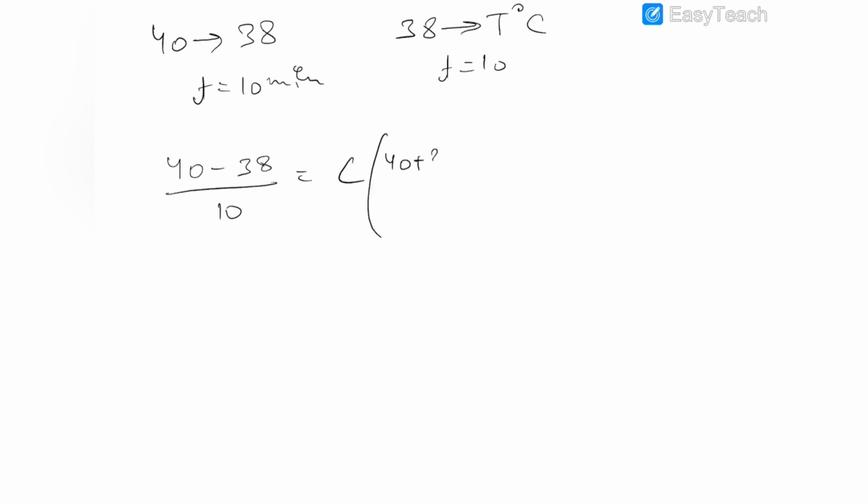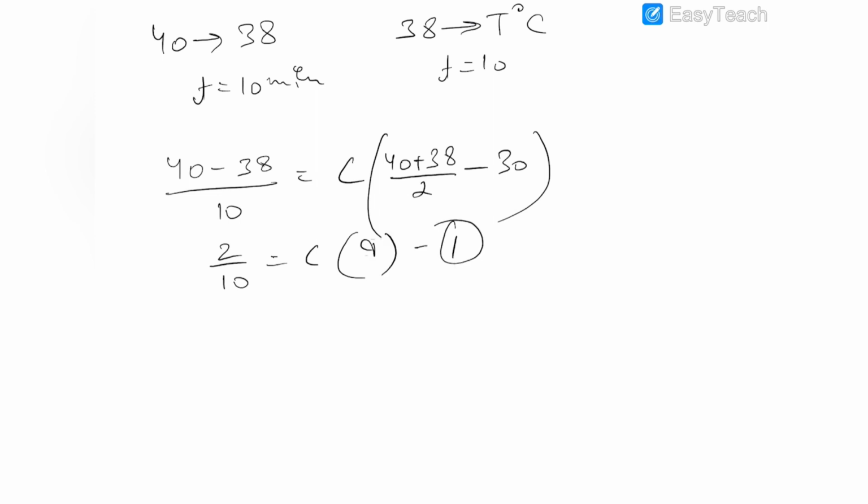times the average temperature of the body, which is (40 plus 38) by 2, minus the surrounding temperature, which is 30. So this is 2 by 10, equal to C, and this would be equal to 39 minus 30, which is 9. So this is equation number 1. And from 38 to T, it is (38 minus T) divided by 10, and it is equal to C into (38 plus T) by 2 minus 30.